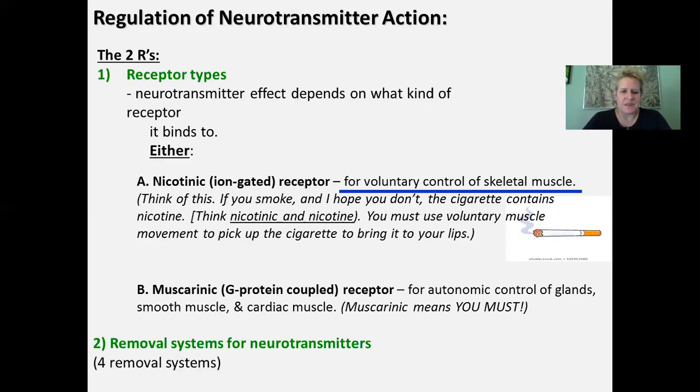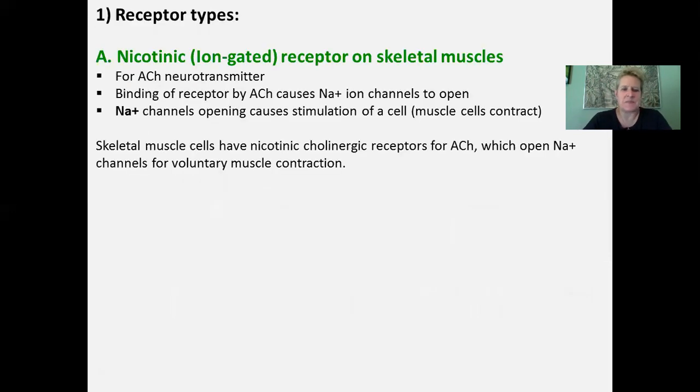All right, and then we'll talk about removal systems for neurotransmitters next. Okay, so nicotinic receptors on your skeletal muscle for voluntary movement. Here's how your skeletal muscles work. In anatomy, you learned the musculocutaneous nerve controls the biceps brachialis muscle, that when it stimulates it, it causes that muscle to contract, which bends your elbow. Good job for anatomy, right?